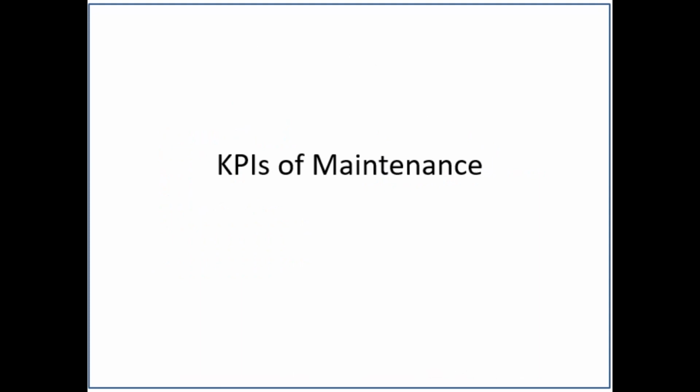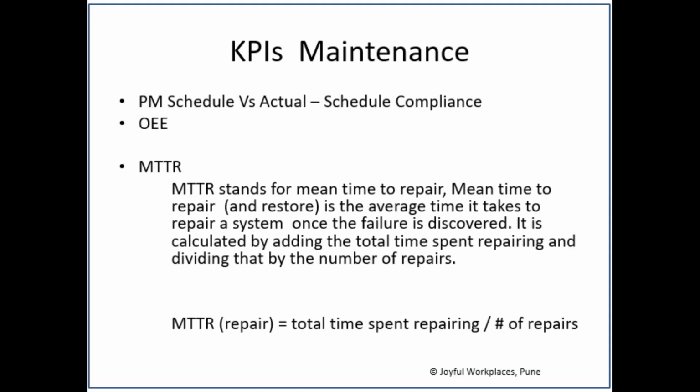Now we'll try to understand some of the KPIs, that is key performance indicators of the maintenance. One of the most important KPIs of the maintenance is OEE, that is overall equipment effectiveness. However, we have a dedicated session for the OEE, and we will cover that under that session. Another KPI is PM schedule versus actual.